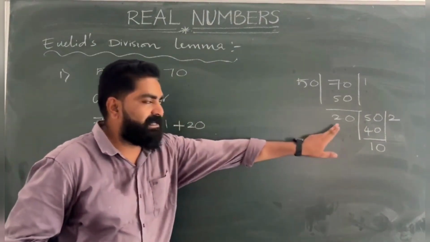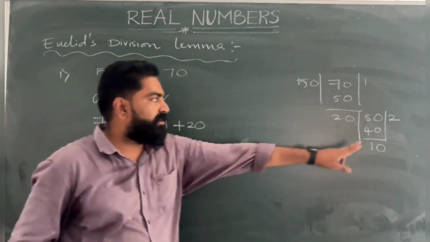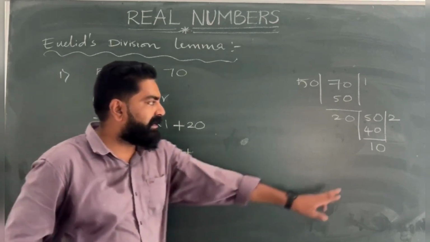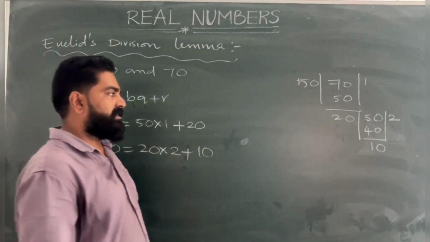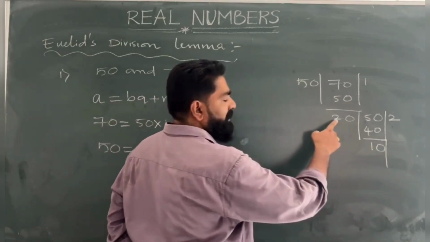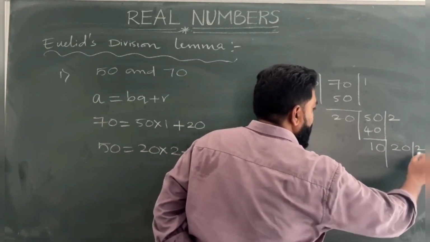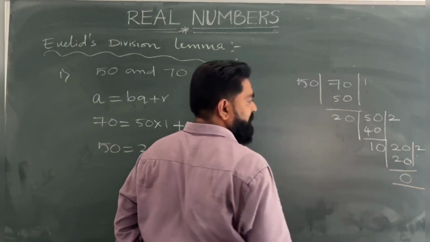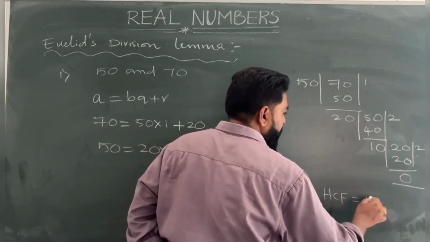So divisor is equal to 20. Here, what is the quotient? Quotient is equal to 2 plus the remainder is equal to 10. Clear? The next one is here the divisor 20 becomes a dividend. 10 twos are 20. The result is 0, the remainder is 0. Here HCF is equal to 10.